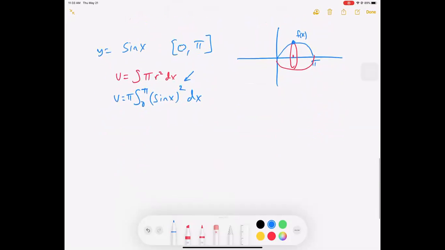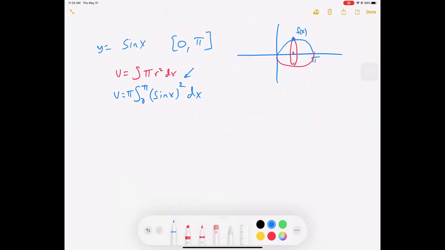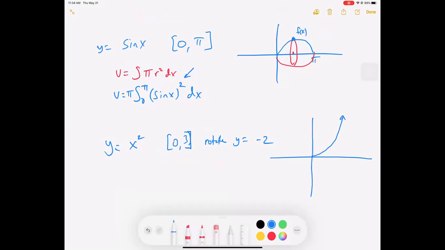The last one real quick is, what if I change the axis of rotation? What if I give you, let's go back to an easy problem. Let's go back to x squared between, let's say, 0 and 3. Oops. And we're going to rotate about y is equal to -2. Let's draw that quickly. The graph x squared goes up like that because it's a parabola. And our y is -2 is actually down here.